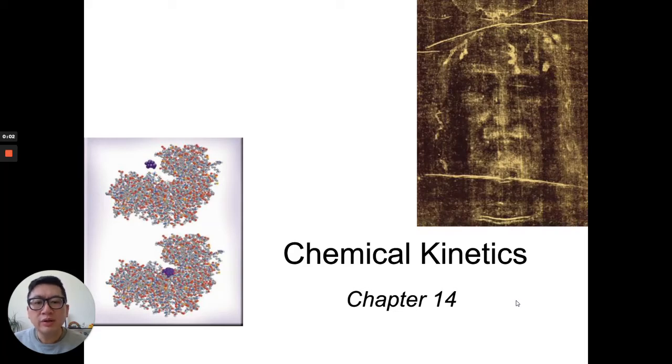Now we're going to be starting another chapter, chapter 14, chemical kinetics. Kinetics, the main thing about this is the rate or speed of reaction. How fast do reactions occur? Some reactions occur slowly. Just think of something like an iron nail rusting or radioactive decay.